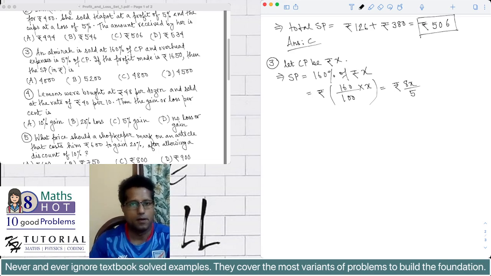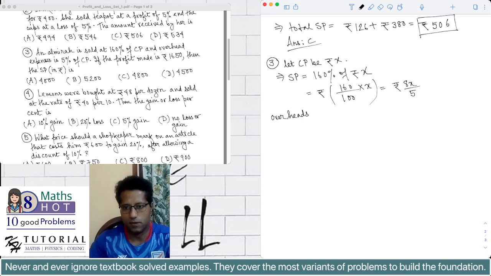Okay, and there is an overhead expense of 5% of CP. So overheads, that is the extra costs after buying the article Almira. The actual cost price plus the overhead expenses makes the overall or total cost price. Now Almira is sold at 160% of cost price and overhead expenses is 5% of CP.